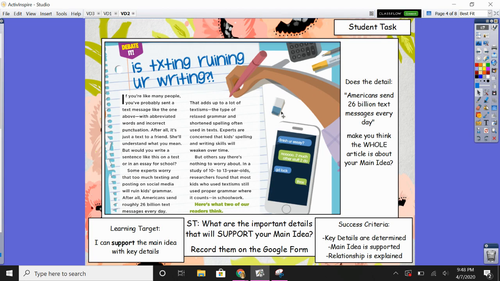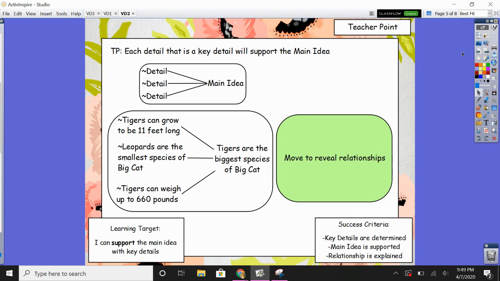Think about it. If this detail is a good descriptor of what the whole article is about, then it's probably going to be about how many text messages are sent. It's going to be about how often people text. It's going to be about facts about text messaging. But you and I know from reading yesterday that there is more to this article than that. Okay? When you are moving on, I want you to think about how each detail connects to the main idea.